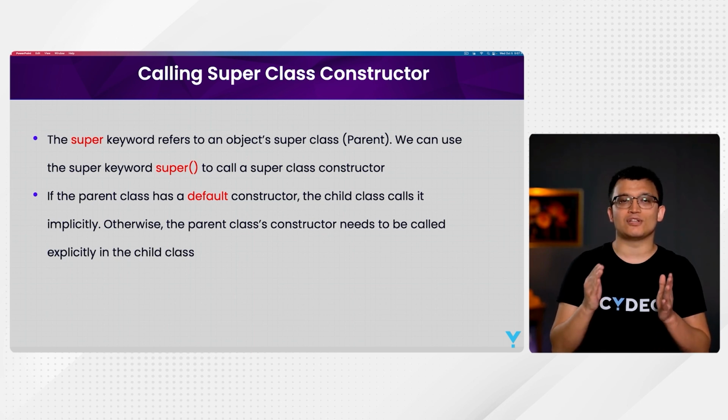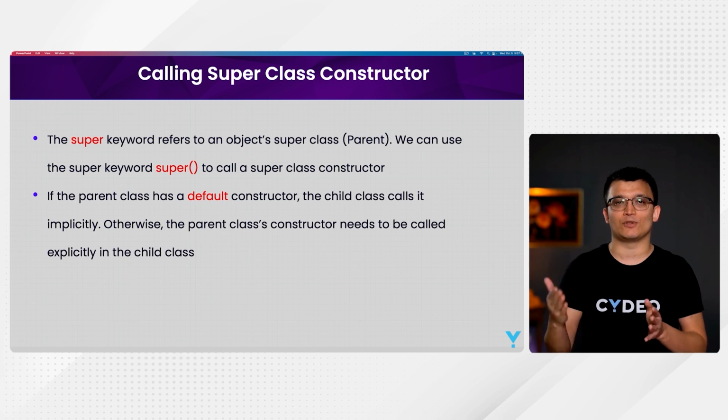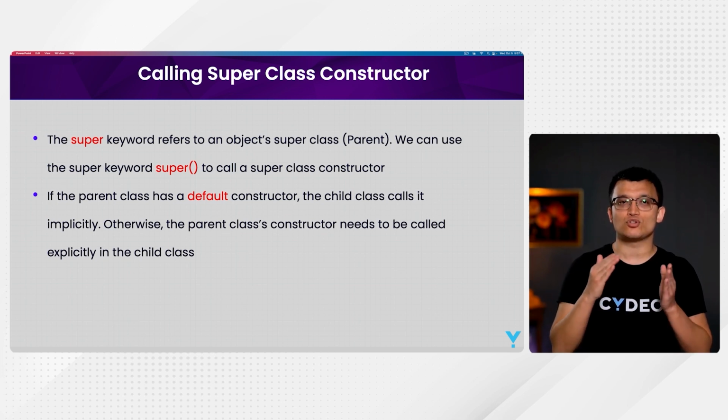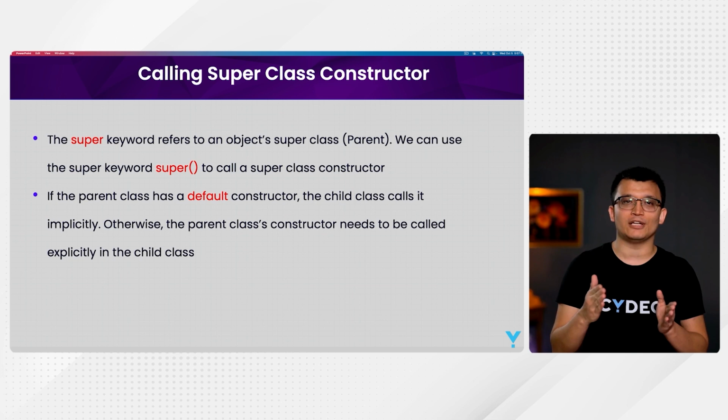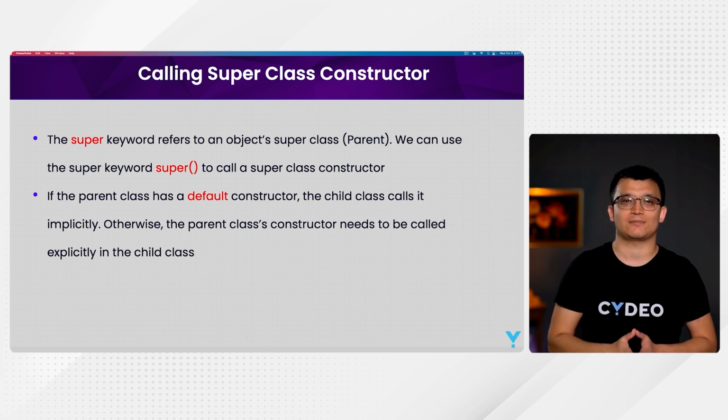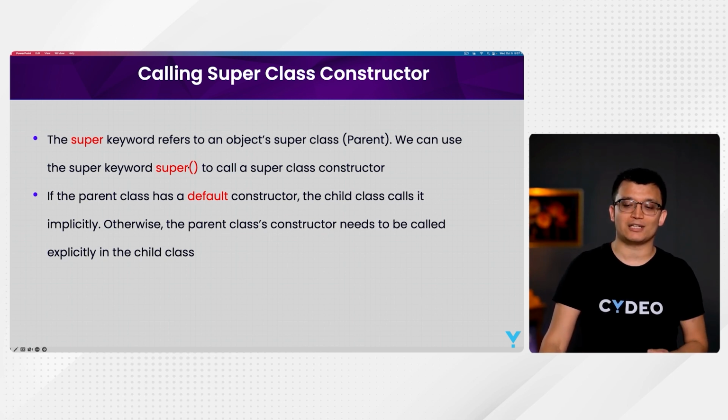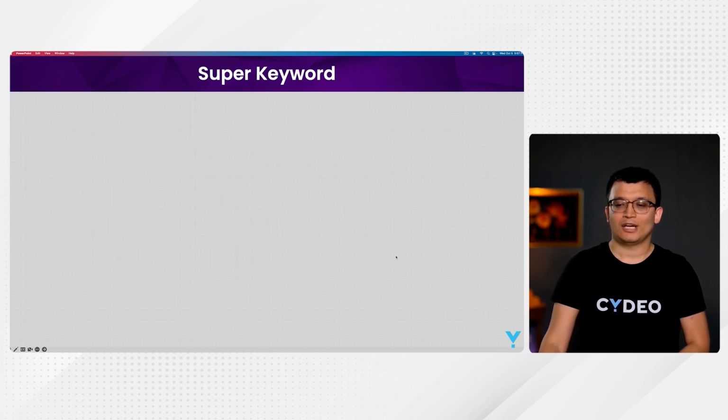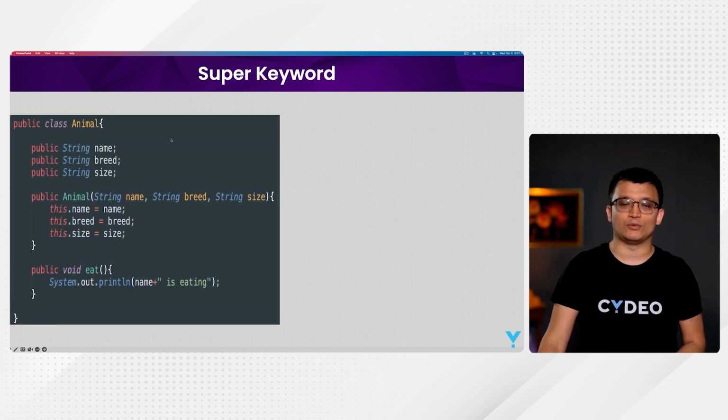Just like the this keyword calls the current class's instance variables, methods, and constructor, the super keyword will call the instance variables, instance methods, and constructor of the superclass. If you need to call the constructor of the superclass, then after the super keyword we need to give the parentheses, just like we give the parentheses after the this keyword in order to call the current class's constructor. And here is an example of the super keyword.